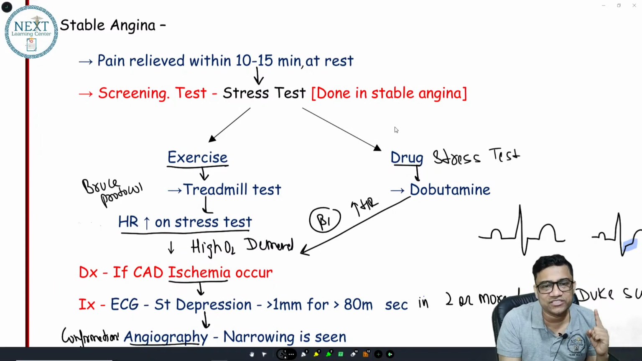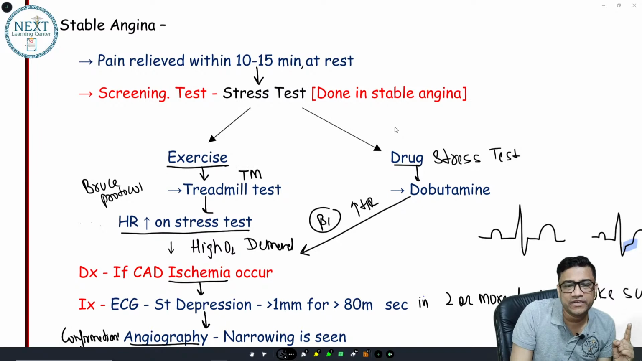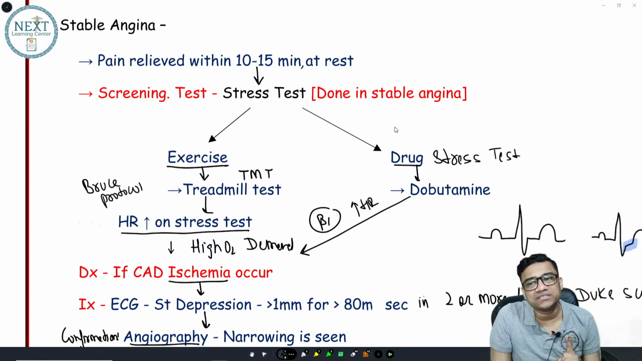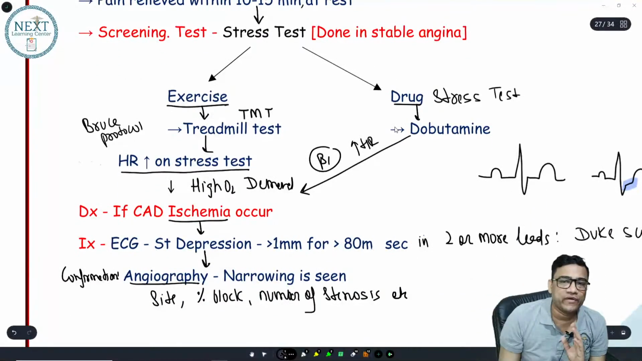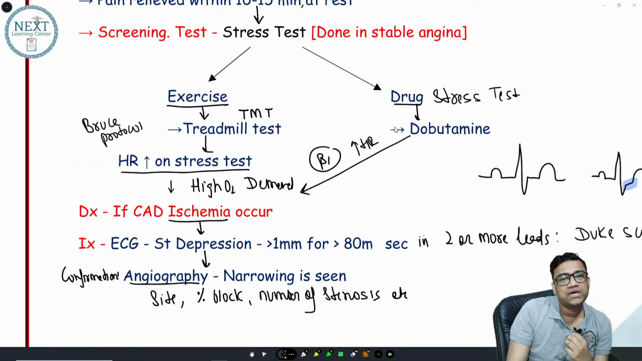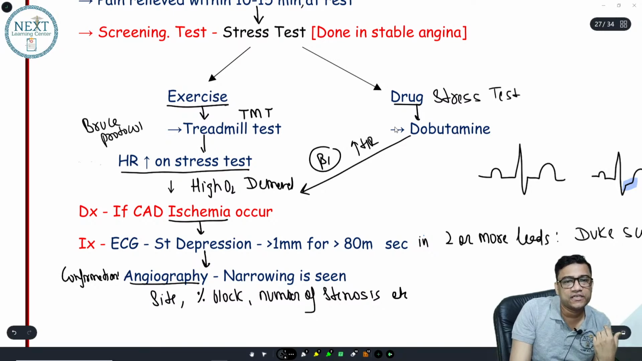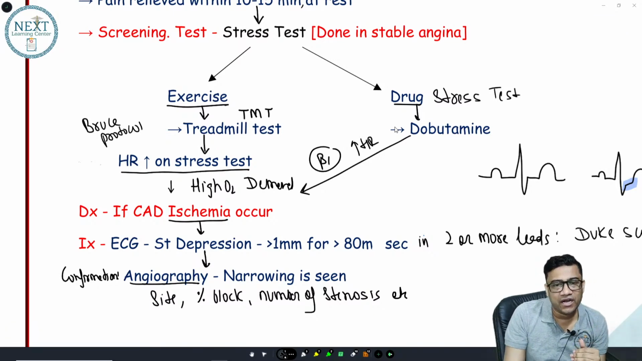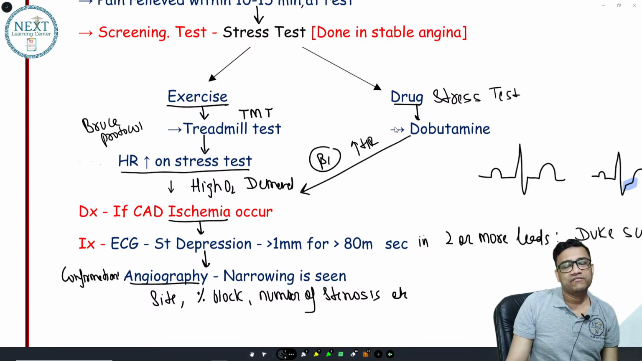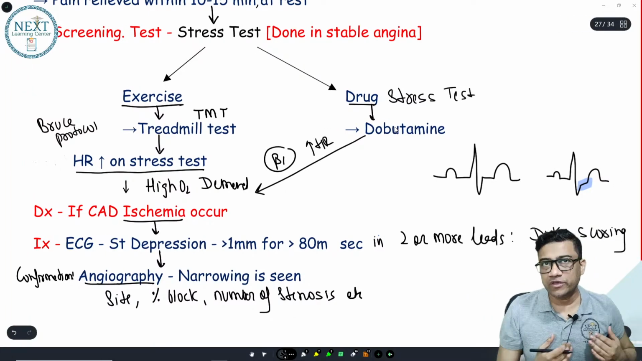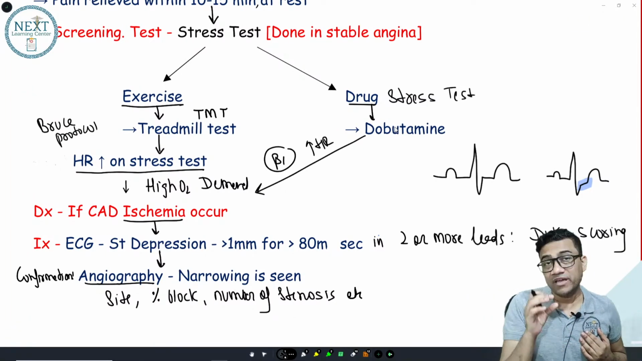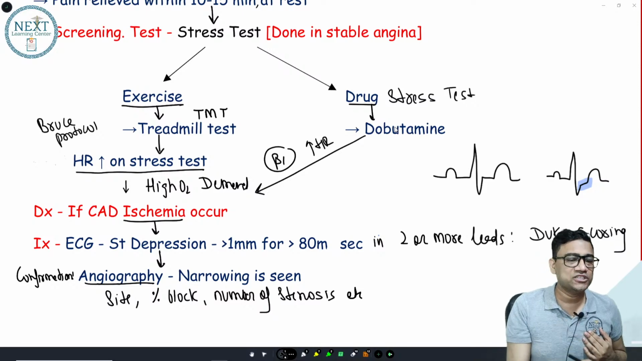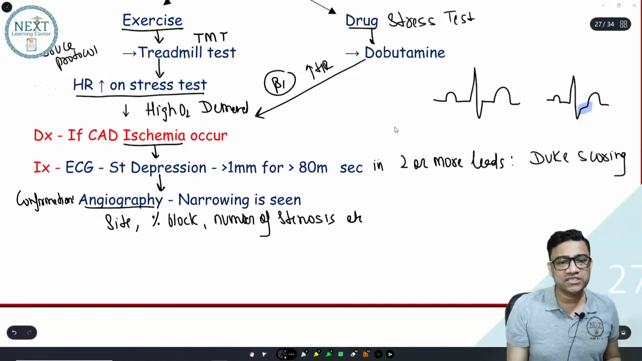Either an exercise stress test called TMT, treadmill test, or we can do a drug stress test, that is dobutamine. So when you give dobutamine or do the exercise on the treadmill, it causes an increase in the heart rate. High heart rate causes high oxygen demand. In the same way, beta 1 causes high heart rate, high demand will cause ischemia. So if I have a normal artery, no problem. If a narrow artery, ischemic changes occur, and the change is ST depression.